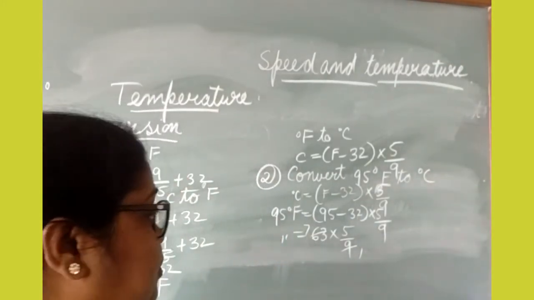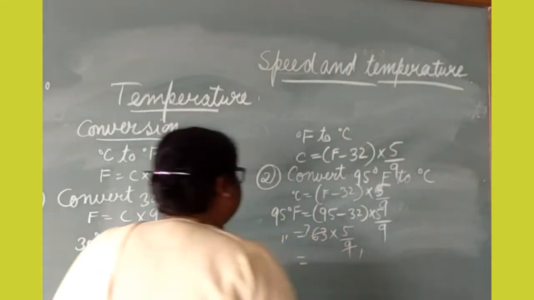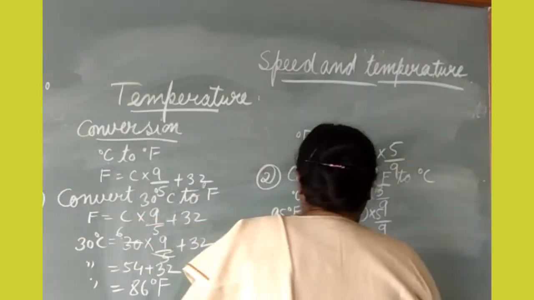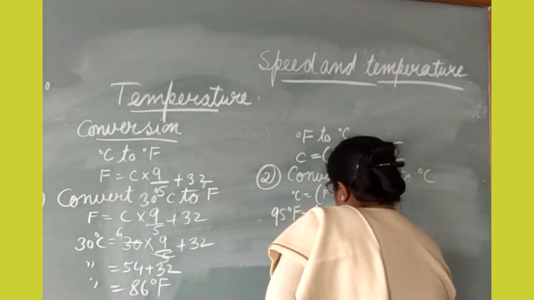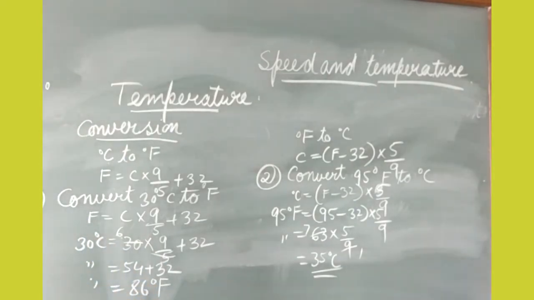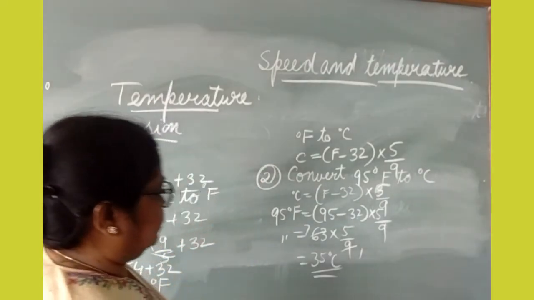Now what will you do? You will multiply this 7 into 5. What will be the answer? 35 degrees centigrade. Understood? So it is clear to you all. You got the answer: 35 degrees centigrade. So in the second question you learned to convert Fahrenheit to centigrade.